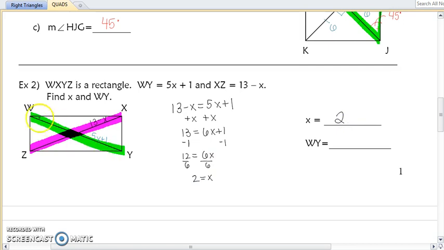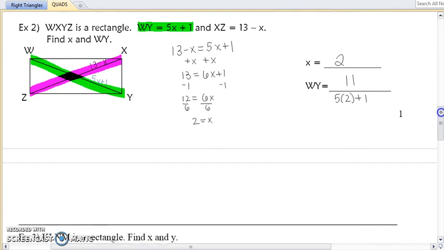Now we plug that back in to find the measure of WY, and it's 5 times 2 plus 1. Like WY, this green guy has a measure of 5x plus 1. We simplify and solve that, and we get it.